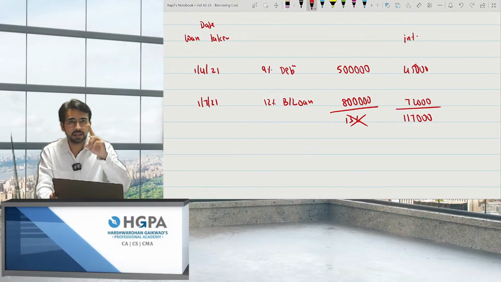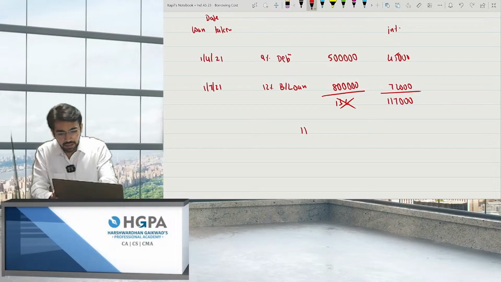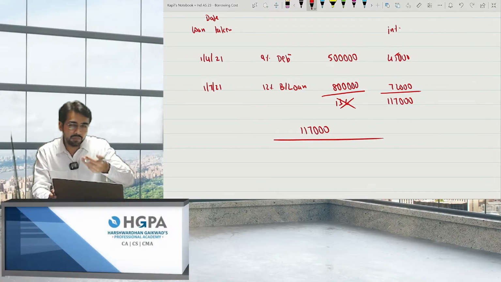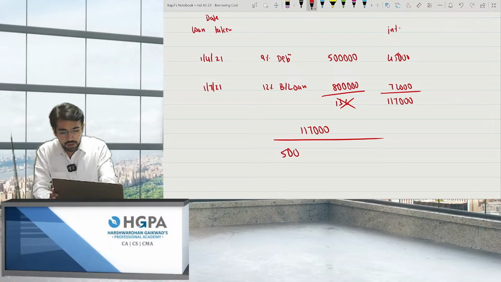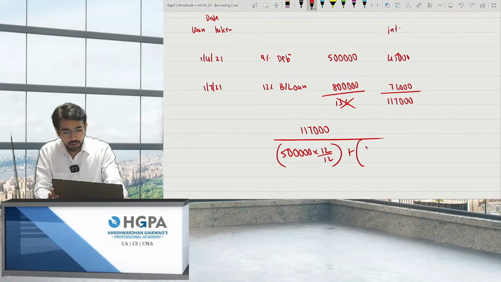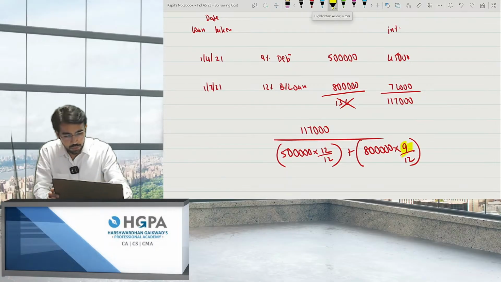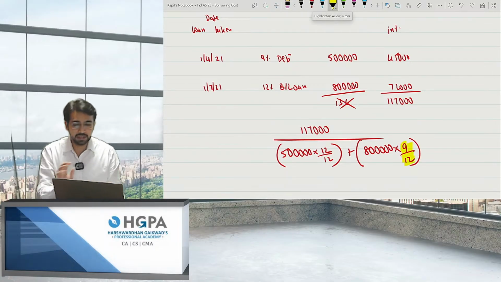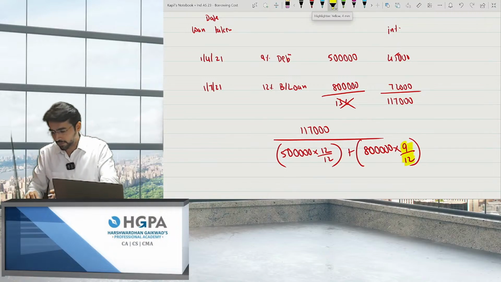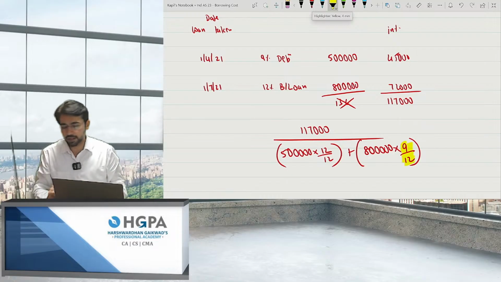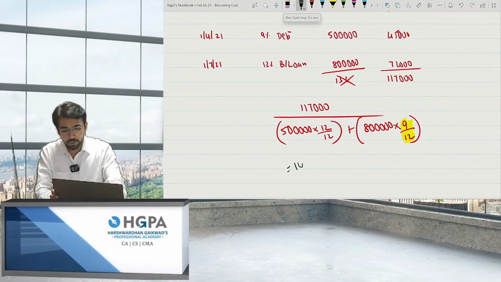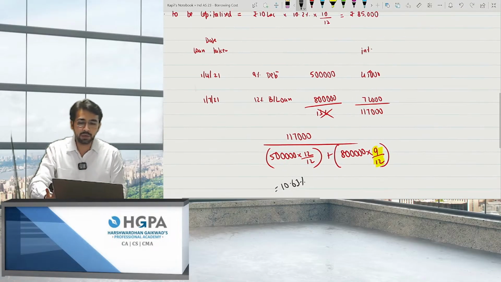No, this is incorrect. What you have to do is, you have to take 1,17,000 divided by the weighted average also. That means 5 lakh was utilized for the entire 12 months into 12 by 12, plus 8 lakh was there only for 9 months. So you have to take 9 months over here. This is how you calculate the weighted average. Let's calculate. So it is 5 lakh plus 8 lakh into 9 by 12, that is 11 lakh in the denominator. 1,17,000 divided by 11 lakh percent will give you 10.63%. This is how you calculate the WACB.